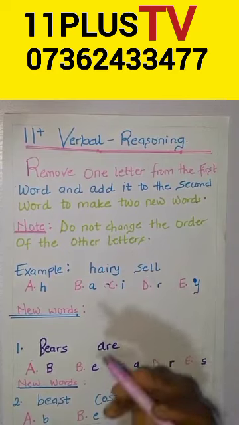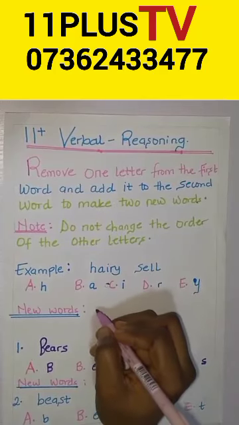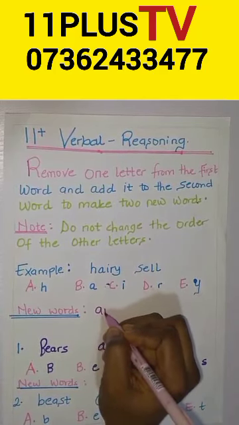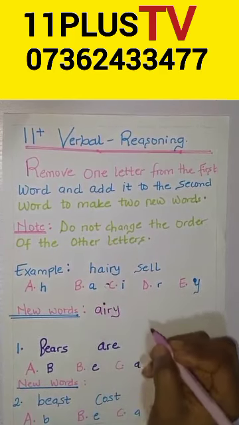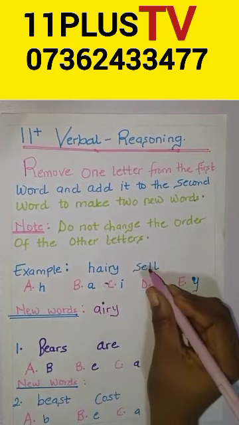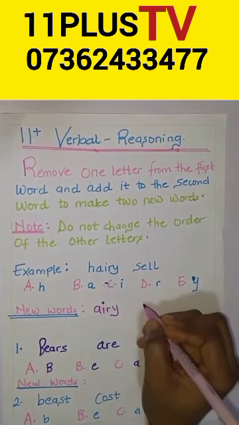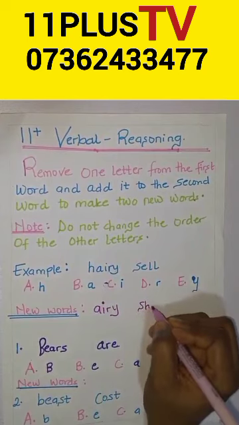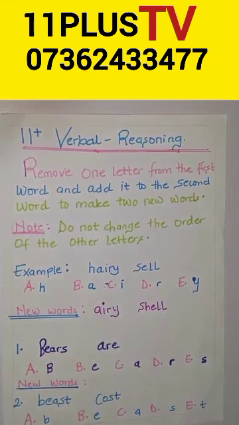The answer for the example, if I take H, I'm going to have Harry as the first new word. And if I put H in Sal, it will form a new word, Shal. So that is the logic for removing one letter from the first word.